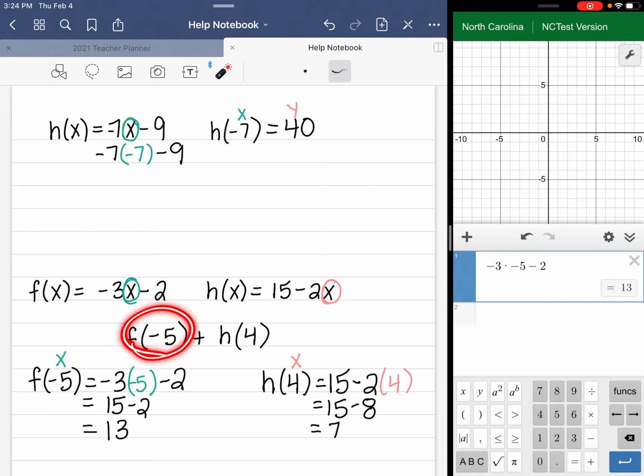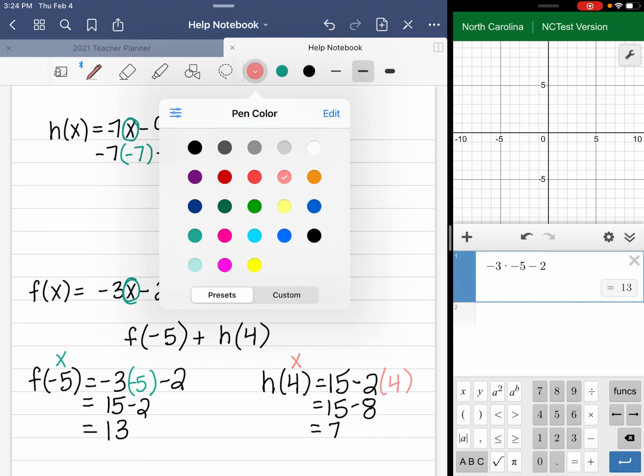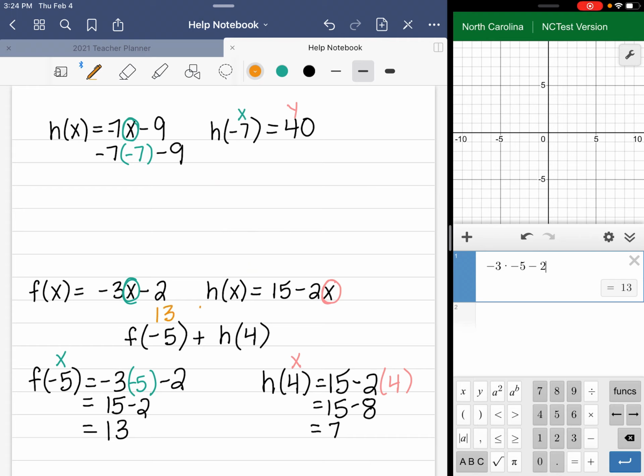Now, I found f of -5, and I found h of 4, but I still need to add them together. So my final answer is to add those two pieces together. So if I add them together, I would have 13 plus 7, which is going to give me a final answer of 20. So again, if I go back to my h of 4, that would be 15 minus 2 times 4. That gave me 7. And then I can add up my values if I wanted to.